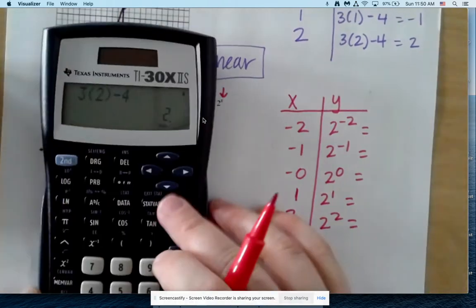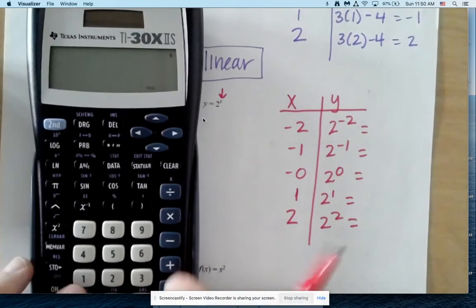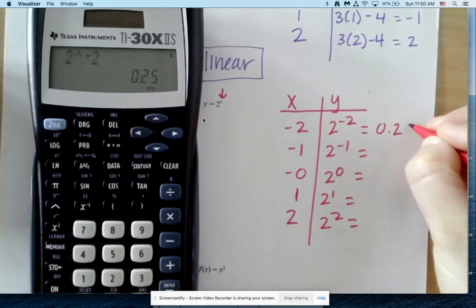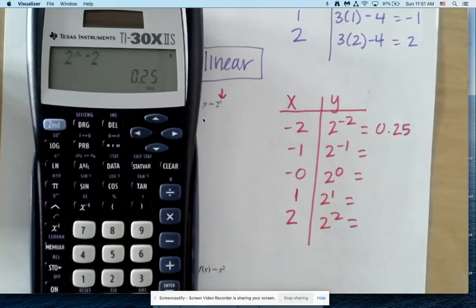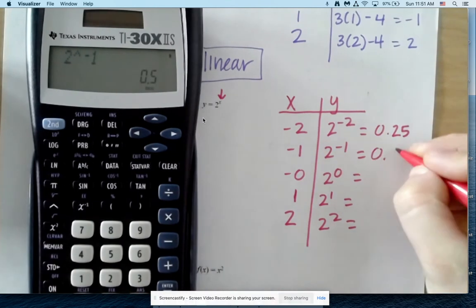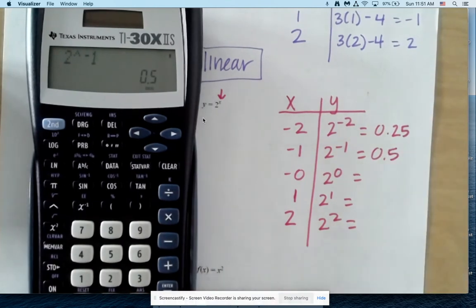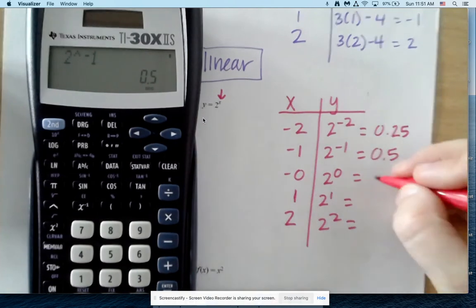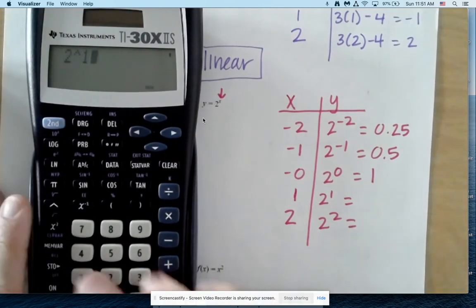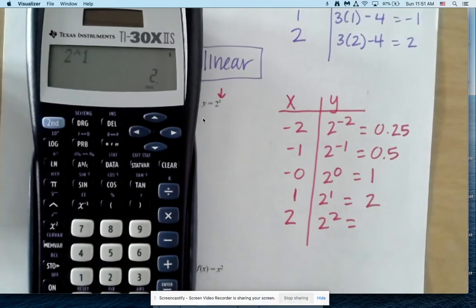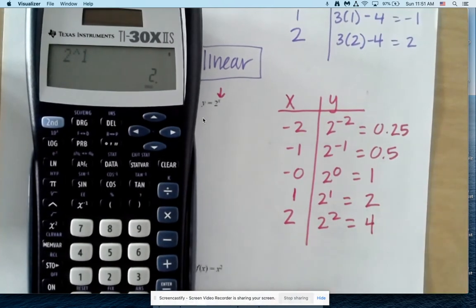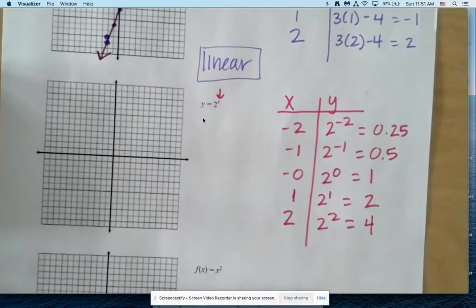Again, folks, calculator work. 2 to the power of negative 2. Decimals are okay when we're graphing. That's okay. 2 to the power of negative 1, 0.5. What's anything to the 0 power, you guys? 1. 2 to the power of 1 should just give us a big old 2. And 2 squared, 2 times 2 is 4. All right, let's graph it.